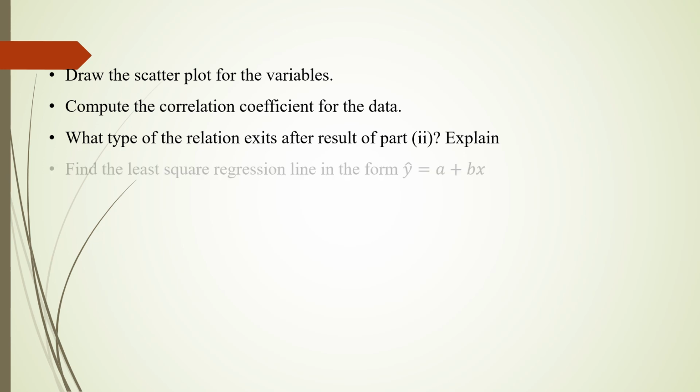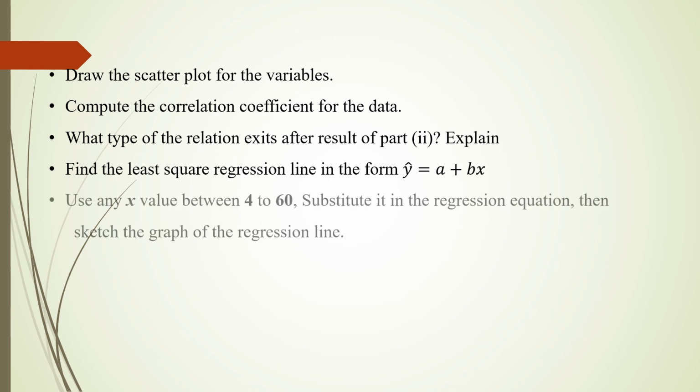After this we will draw the least squares regression line, which is of the form y is equal to a plus bx, and we know that a represents the y-intercept and b represents the slope of the regression line. Then in the next point, we will take two points between the smallest and the largest values of x, and put those two points in the regression line. Those two points will help us to draw the regression line.